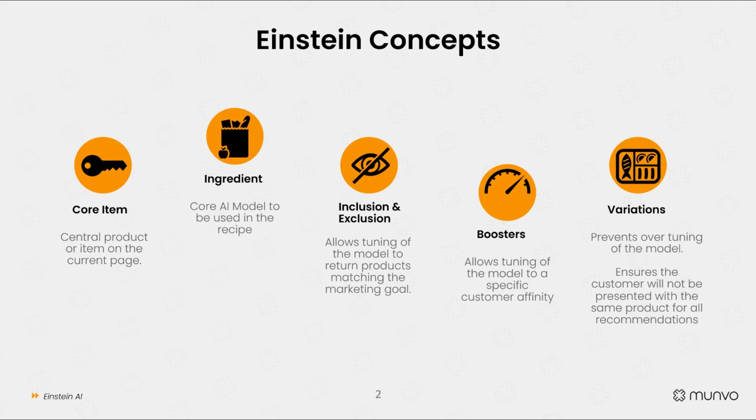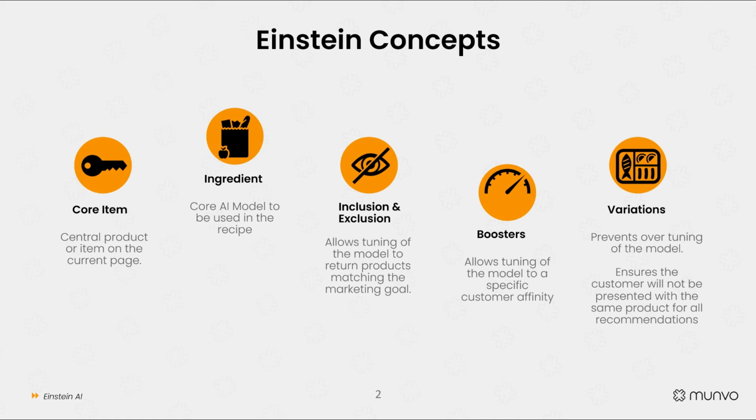Today, we are going to be talking about Einstein AI. Einstein is a complex yet configurable context bandit. It allows marketers to use building blocks to implement a custom recommendation engine. There are a few terminologies and concepts to discuss before jumping into the demo.